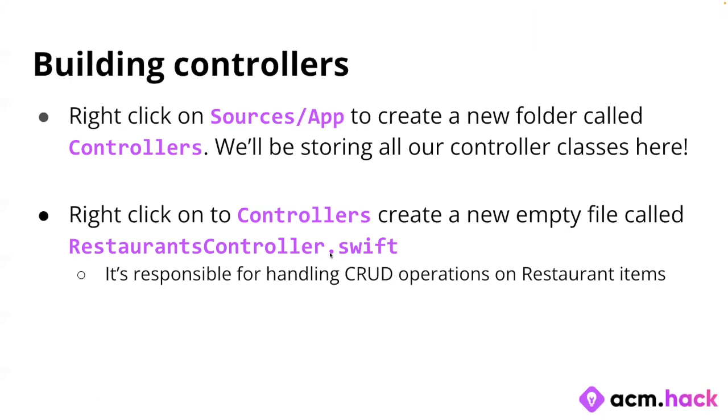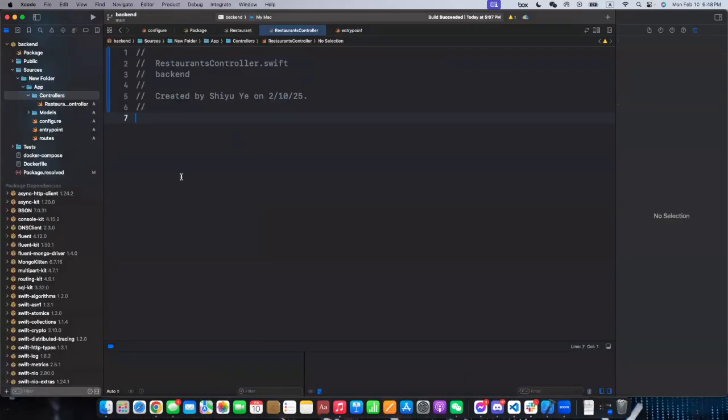Restaurants controller is specifically responsible for handling CRUD operations on the restaurant items. You can probably imagine that we will have more controllers, like the user controller that handles CRUD operations on our users, and a review controller responsible for adding a review, editing a review, or deleting a review. But restaurants controller is probably the easiest one to implement, and that's why we're choosing to implement it in our demo. This is the empty file that I created before this workshop, and we're all set and ready to code.